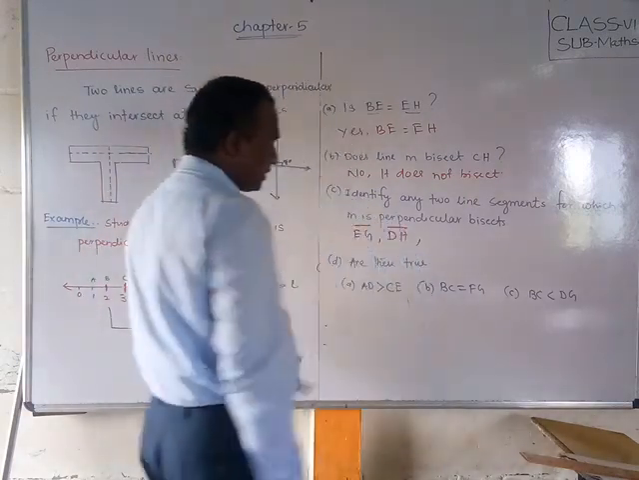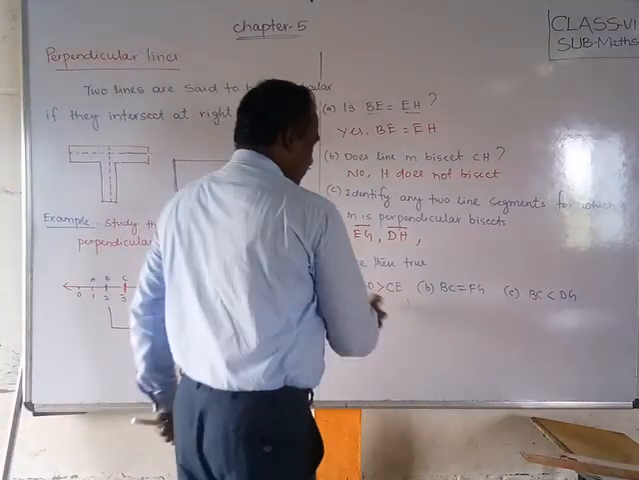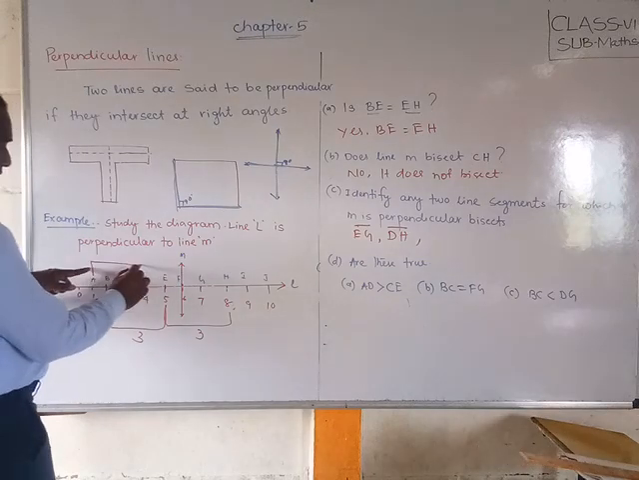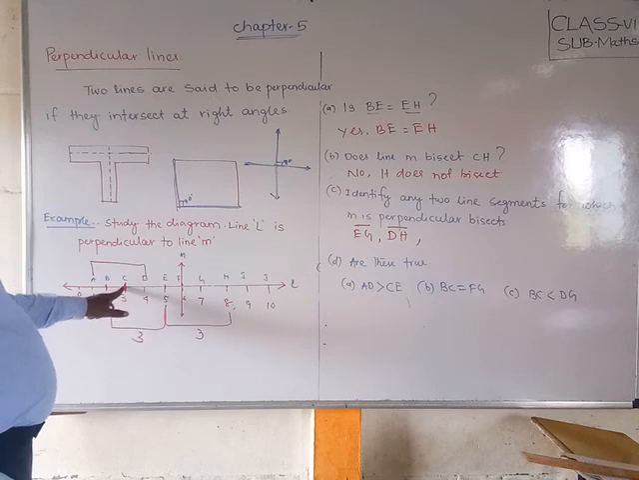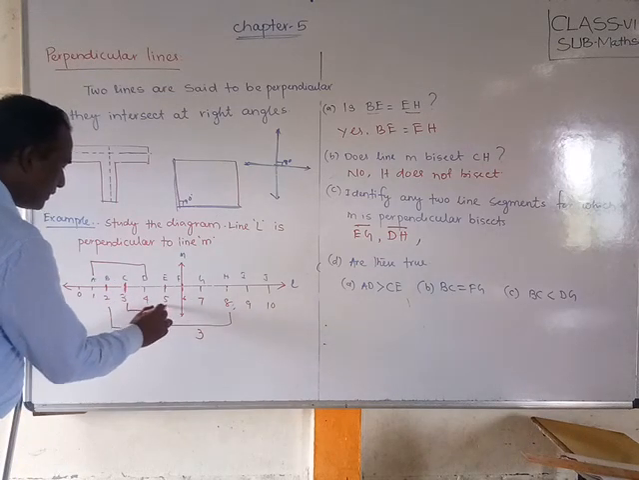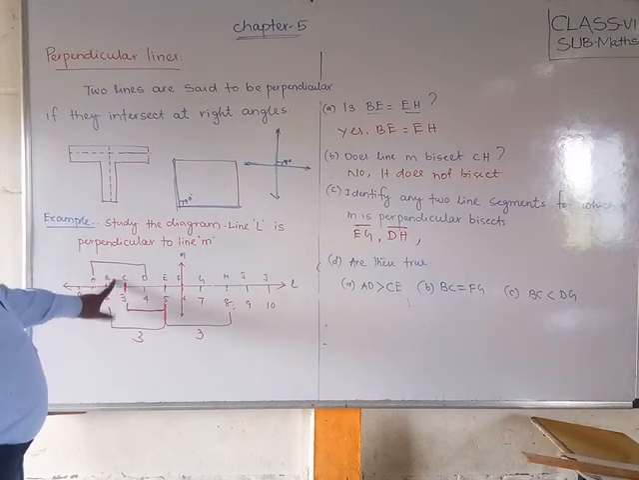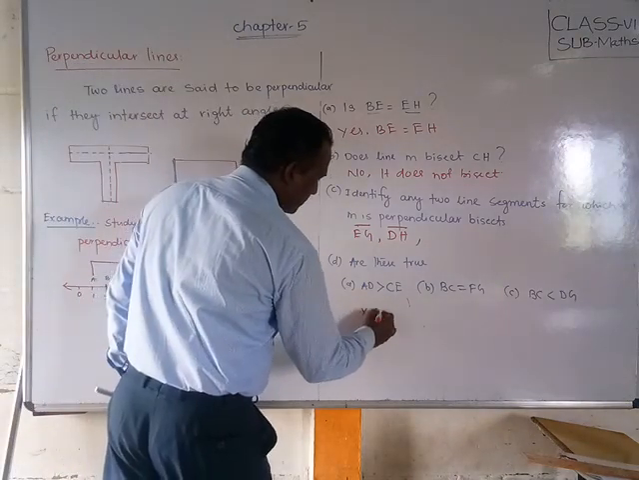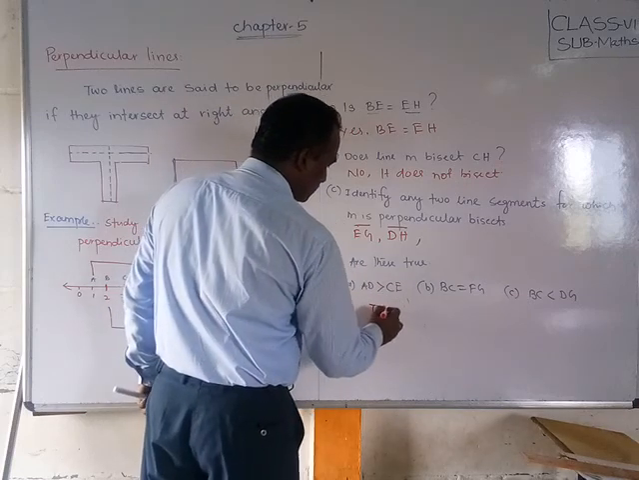Are these true? This condition is given according to the figure; check whether it is true or not. First condition: AD is greater than CE. AD is 1, 2, 3. CE is 1 and 2. So AD is greater, yes, because it is 3 parts and this is 2 parts. So we can write it is true.